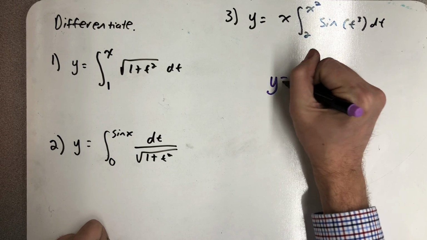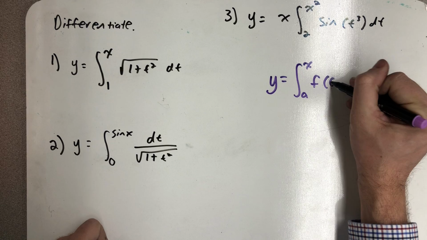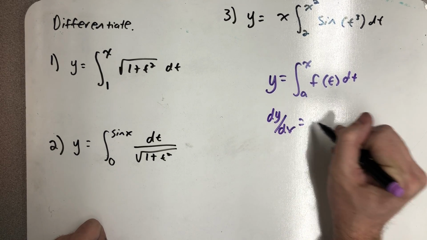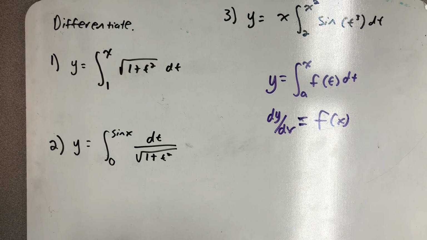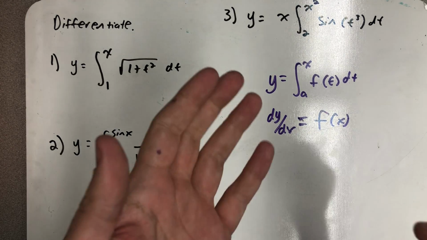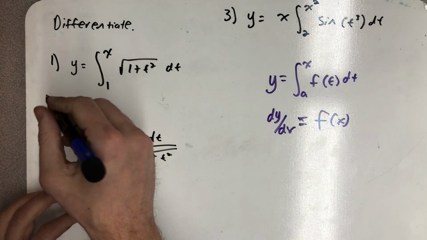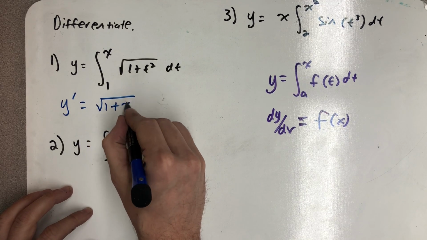And what it says is that if I have an integral defined function, its derivative is the function that is the integrand, right? That the derivative is f of x. So in this first one, I just have a function that's built exactly like the fundamental theorem of calculus part 1 says. And so dy dx, or y prime, is just the square root of 1 plus x squared.